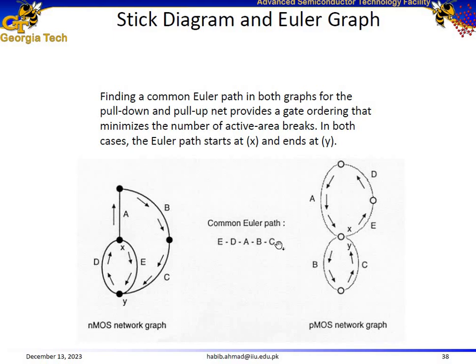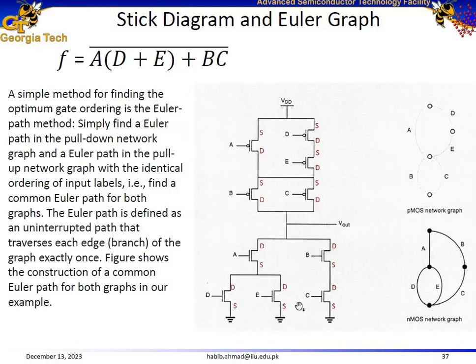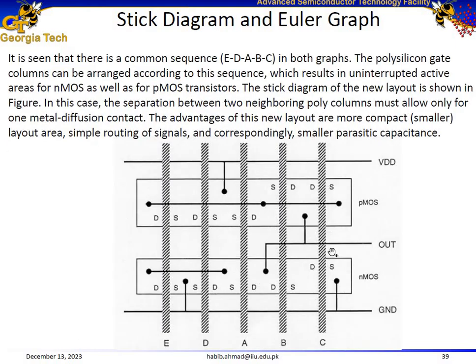From here we can form the stick diagram once again, the connected stick diagram. So we need to label the polysilicon gates in this order now, E, D, A, B, C, and then label all the sources and the drains in the circuit diagram and also on the stick diagram. And from here make the connections for the NMOS transistors and for the PMOS transistors.